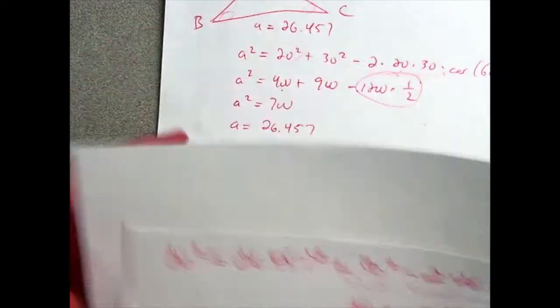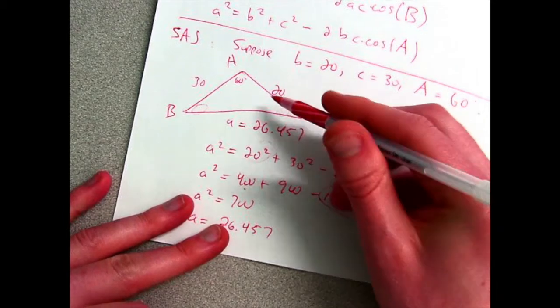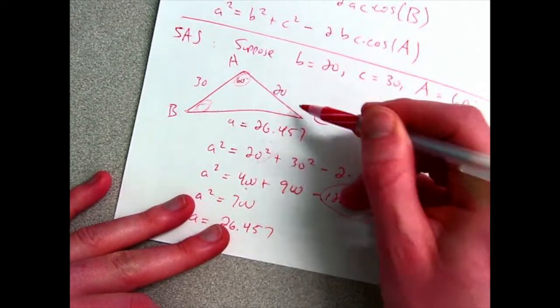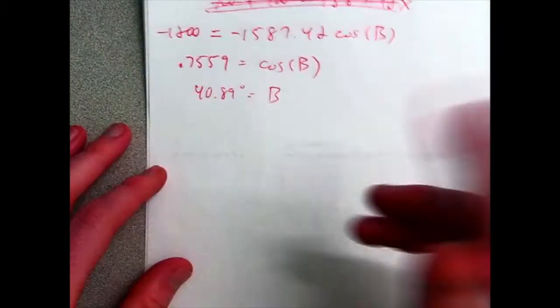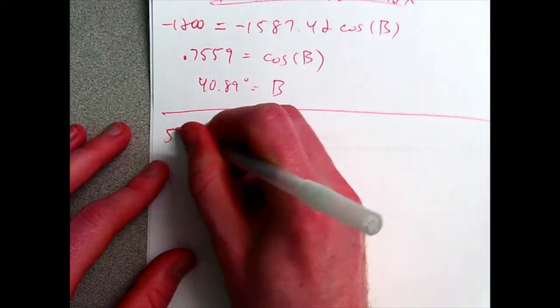And now that you know angle B, you can figure out angle C really easily, right? Because if we know angle B, we know angle A, then you just subtract from 180. Okay, so that's SAS.